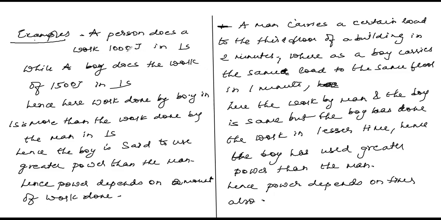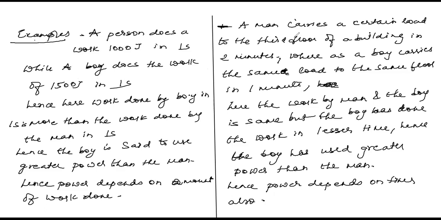Here, a person does a work of 1,000 joules in 1 second, while a boy does a work of 1,500 joules in 1 second. So when you see, work done by the boy is more than the work done by the man in 1 second. Hence, the boy is said to use greater power than the man. So power depends on the amount of work.